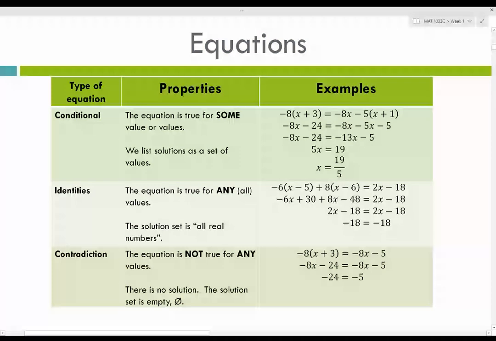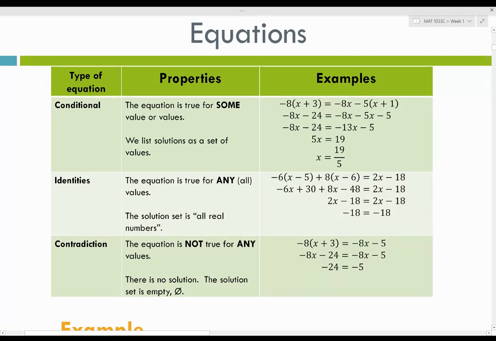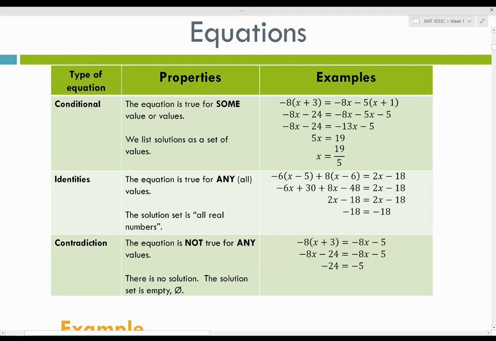The next type of equation that you're going to run into is called an identity. An identity is different from a conditional equation because it is true for all values, or any values. If I had given you this equation on the right-hand side and we were to solve it, you'll notice that I get the same answer on both the left-hand side and the right-hand side of the equation.